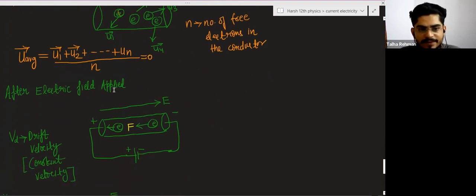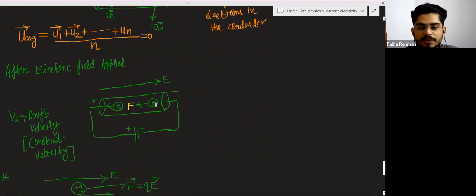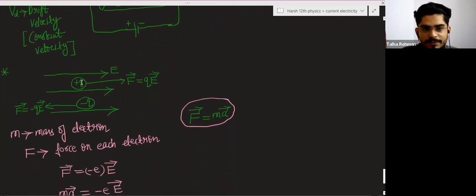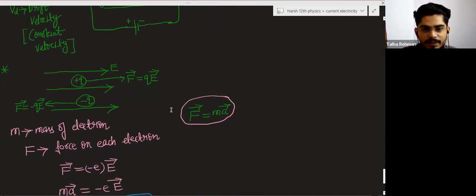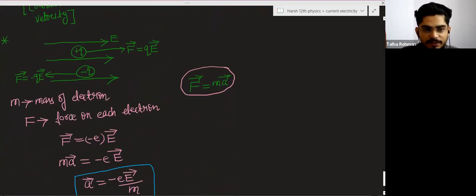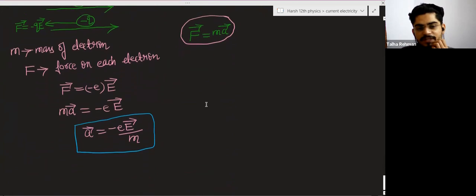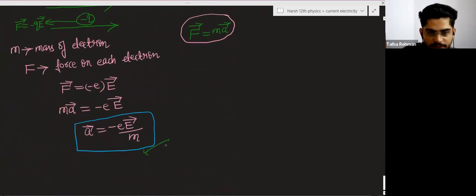After we apply the electric field, the electron experiences a force due to the electric field, and the electron then moves with the drift velocity. Whenever a charge is placed in an electric field, it experiences a force F equals QE. M is the mass of the electron, and F is the force on each electron. I am writing force in vector form, and force is also given by mass into acceleration. We have calculated the acceleration of electrons.